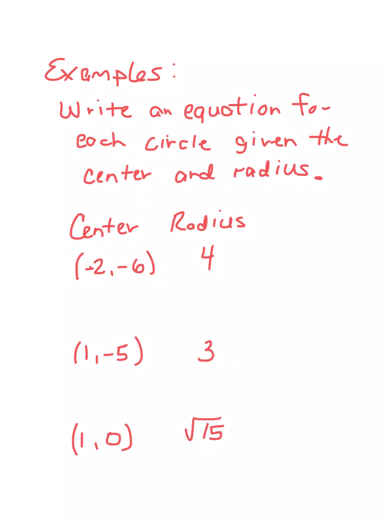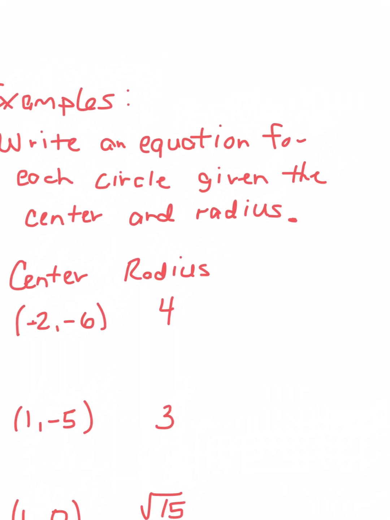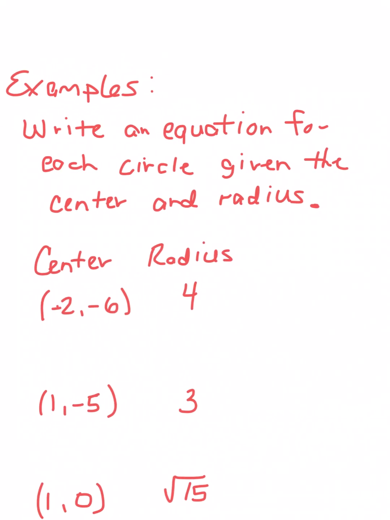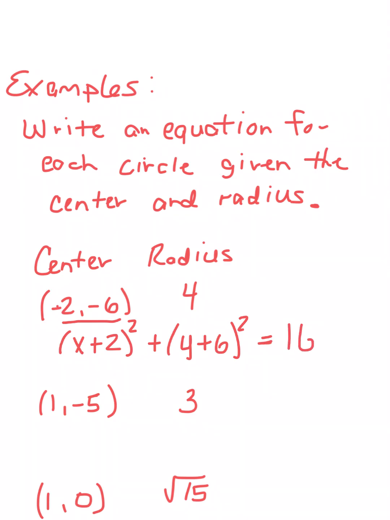For some examples, write an equation for each circle given the center and the radius. This particular circle has a center of -2, -6. So I would have x plus 2 squared, y plus 6 squared, and that would equal 4 squared, which is 16.